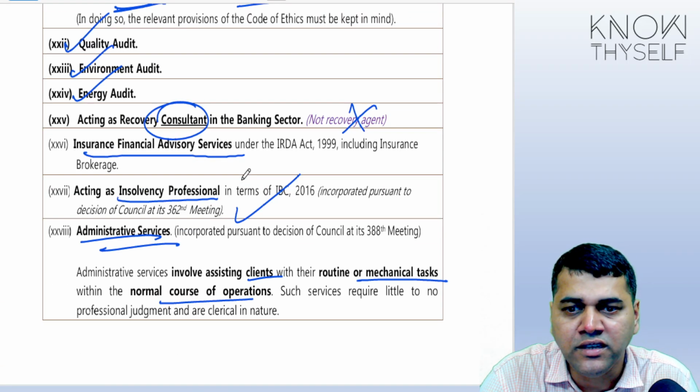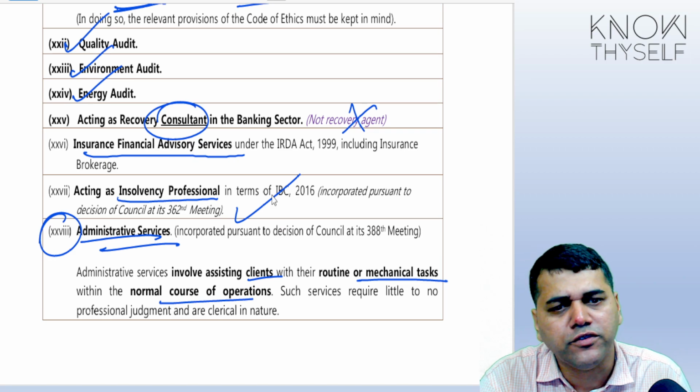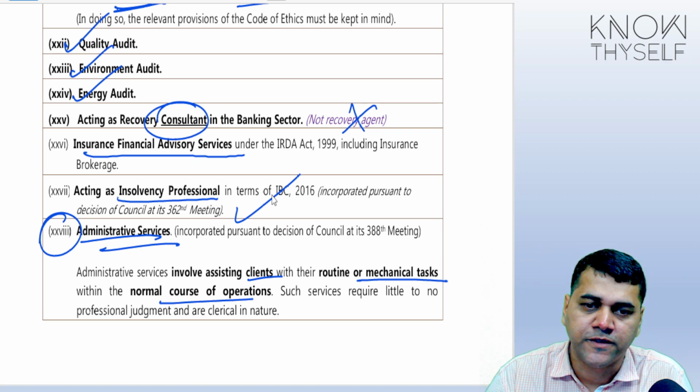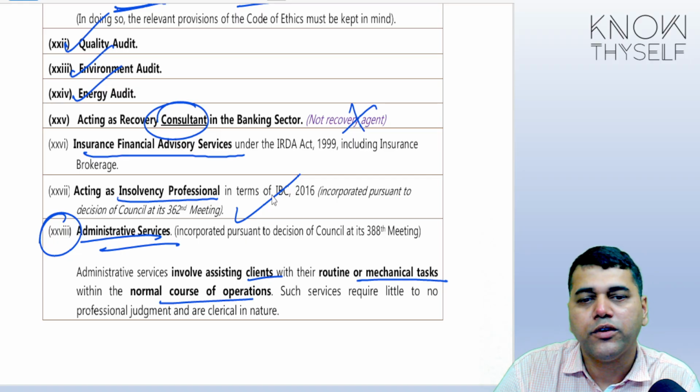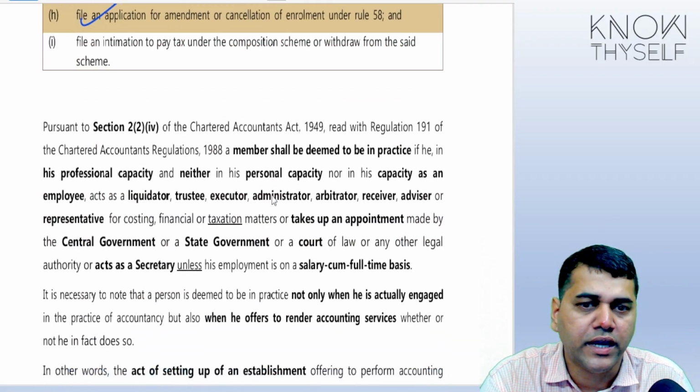So this is the last thing. Work number 28, administrative services. Any type of services you can do. You can prepare one fixed asset register. Okay. You can count or you can do external confirmation with the debtors. So these are all the different types of services you can render.